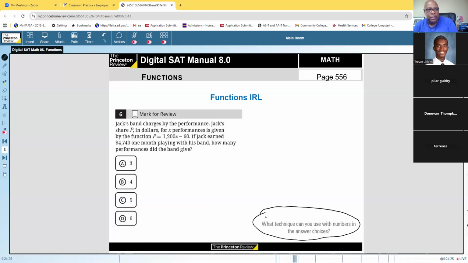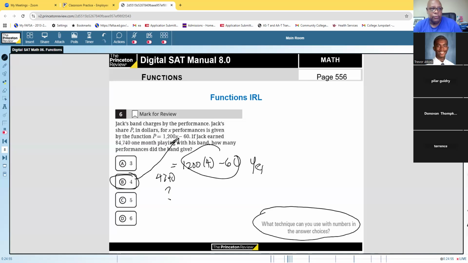Of course, a lot of people would just see it as a plug-in problem, right? And plug in for X, because X is the number of performances. And so it's kind of the same way you did it, really. And the question is, does it equal 4740? And it does, yes. So that is the answer. Remember, you start with B or C. If you'd done 5, it would not have worked, right? Your target is 4740. You could do it with plug-in as well as the way you did it, okay? Any questions on that problem? That's functions in real life.